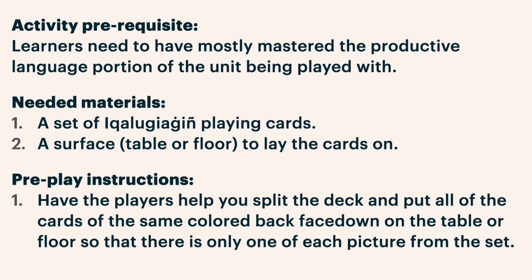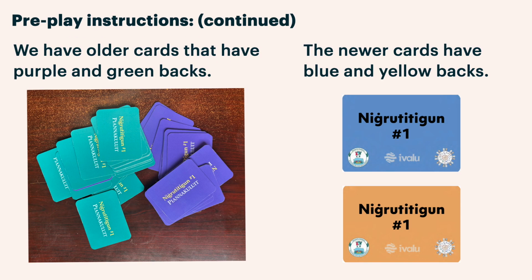In order to play, you need a set of aviuŋ playing cards and a surface such as a table or a floor to lay the cards on. Have the players help you split the deck and put all of the cards of the same colored back face down on the table or floor so that there is only one of each picture from the set. We have older cards that have purple and green backs. The newer cards have blue and yellow backs. It doesn't matter which color you choose as long as all of the participants put the cards in the middle that have the same color back.